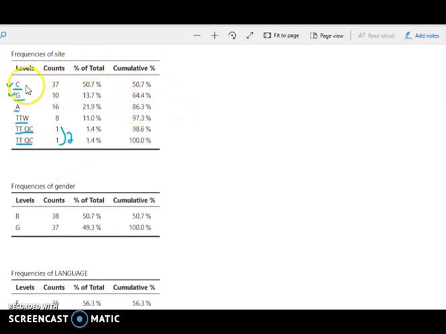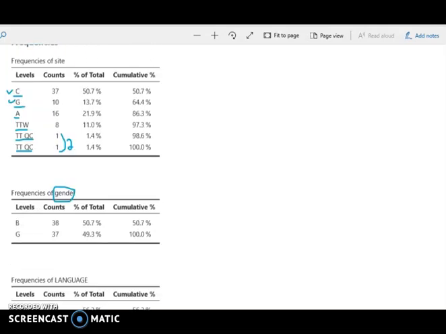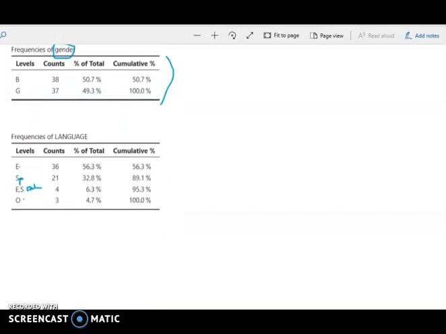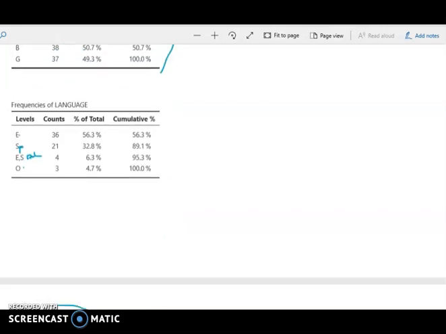So again, the Gilbert has the Giggles, Wiggles, and Squirms, so that's why you would expect they have the majority of them. Okay, so then you have gender here, and it's a fairly equal distribution between those. And then we have our language, and this is language spoken in the home. And you can see E is English, S is Spanish, ES is English and Spanish, and O is other.